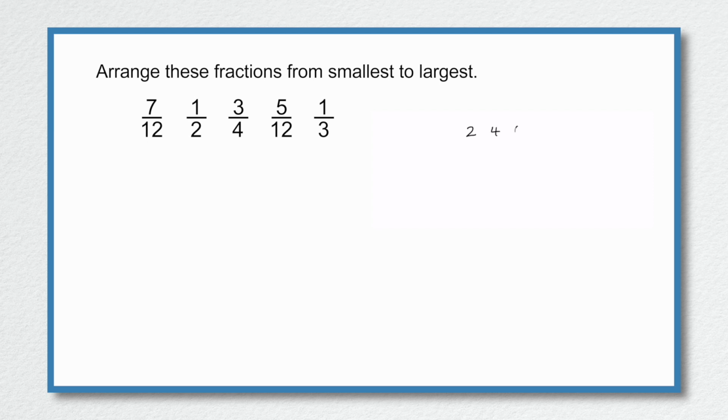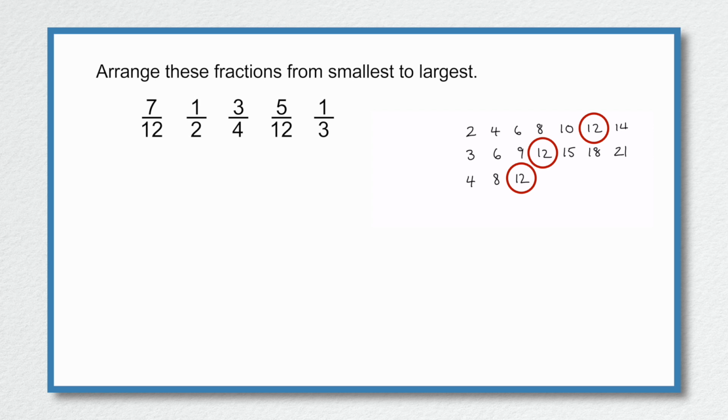I'm going to start with the denominator of 2. So we have 2, 4, 6, 8, 10, 12, 14, 16, and so on. For the denominator of 3, we have 3, 6, 9, 12, 15, 18, and so on. And the denominator of 4 produces 4, 8, 12, 16, and so on. Well, we can see that 12 is actually a common multiple of those 3 numbers. So our lowest common denominator is actually 12.